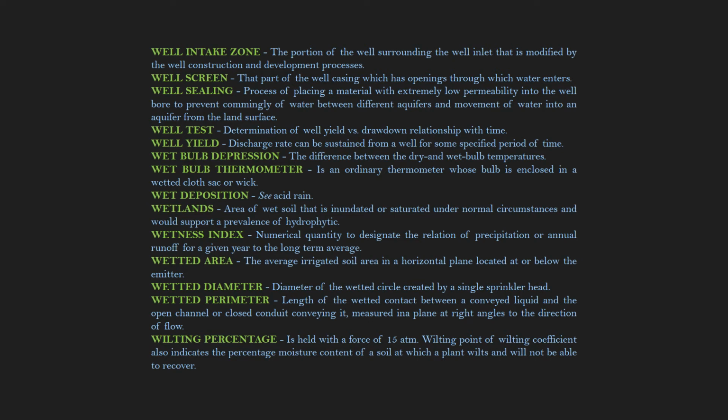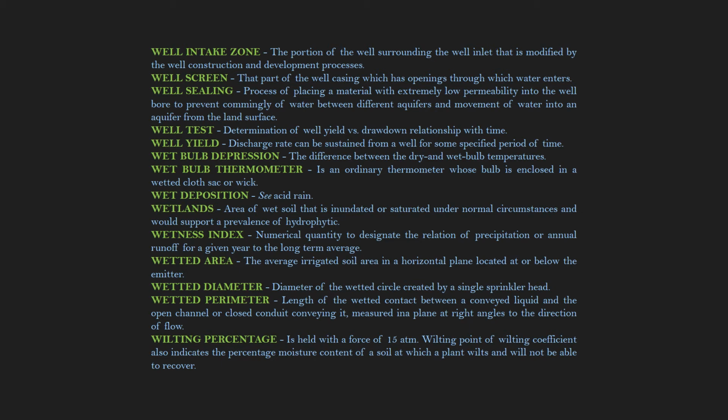Well sealing: process of placing a material with extremely low permeability into the well bore to prevent commingling of water between different aquifers and movement of water into an aquifer from the land surface. Well test: determination of well yield versus drawdown relationship with time. Well yield: discharge rate that can be sustained from a well for some specified period of time.